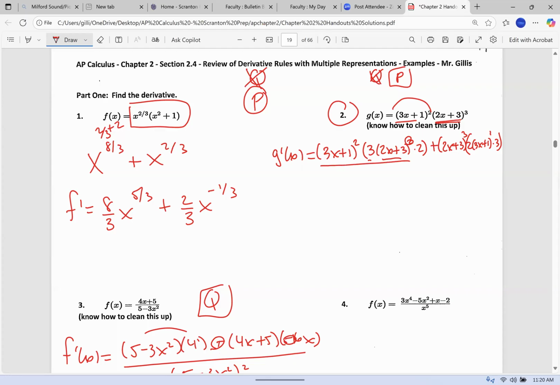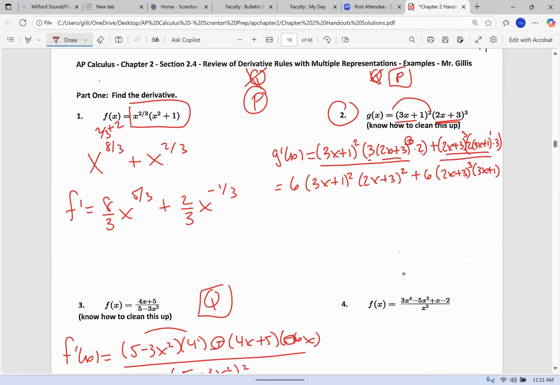So this product rule has 2 pieces. I'm going to clean this up to be 6 times (3x plus 1) squared times (2x plus 3) squared. And 3 times 2 again is 6 times (2x plus 3) cubed times (3x plus 1). So there's your derivative. But to clean this up, again, we're either going to factor or get a common denominator.